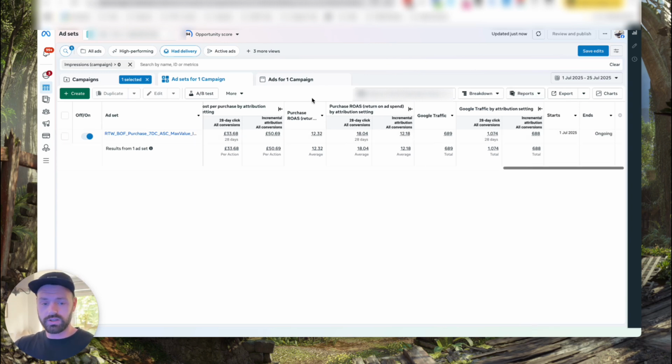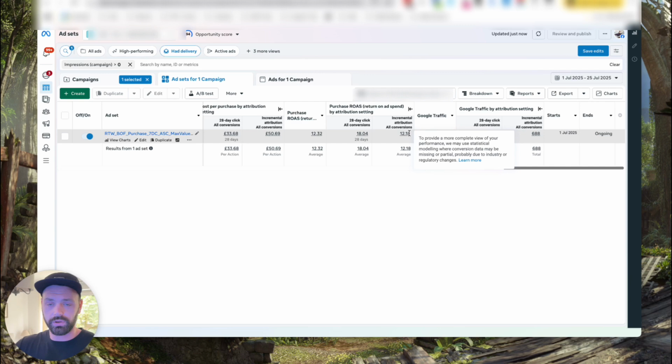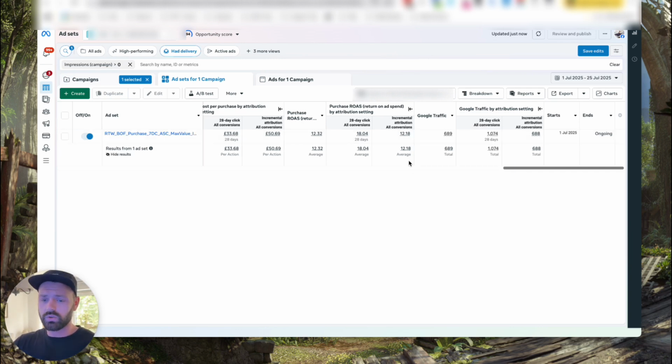How we would have judged this before is that we would have basically reported back the 18.05 28-day click. We can see with the incremental setting that we're hitting a 12.18. Now the client's benchmark for this is actually a 10, so he is pretty profitable or highly profitable on average at a 10. So a 12 is very, very strong.